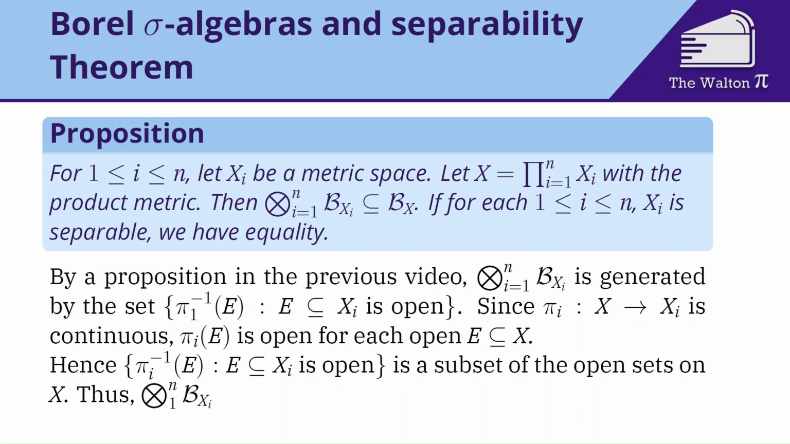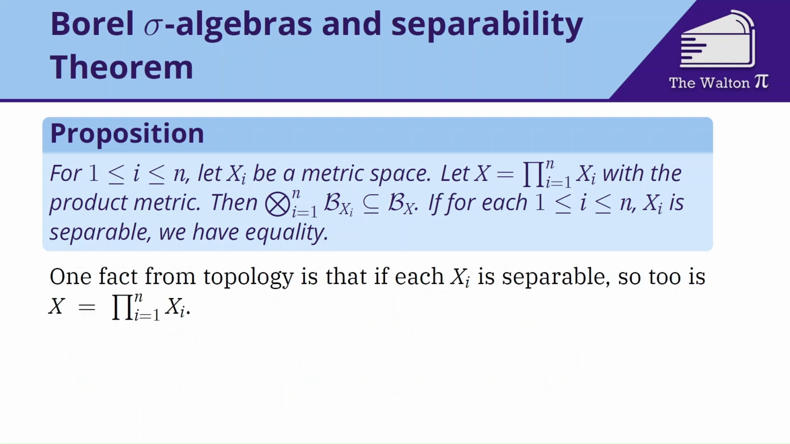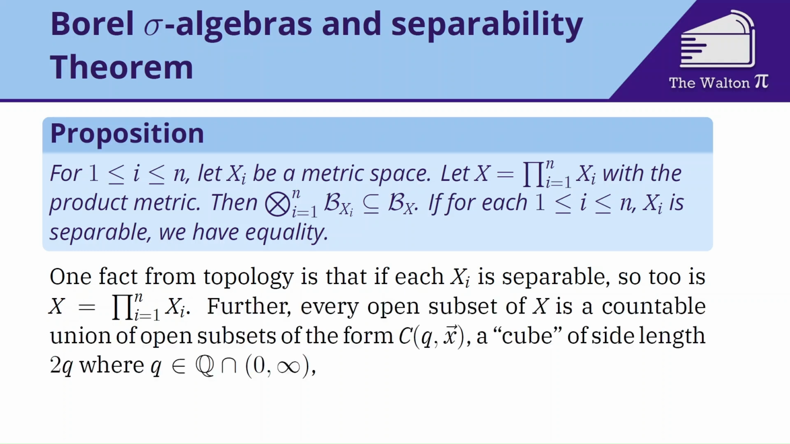That tells us that the product of the Borel sigma-algebras on Xi's is going to be generated by the pre-images of open sets, which is going to be a subset of the Borel sets, or the Borel sigma-algebra on X. A fact from topology is that if each Xi is separable, so too is the product of those separable spaces.